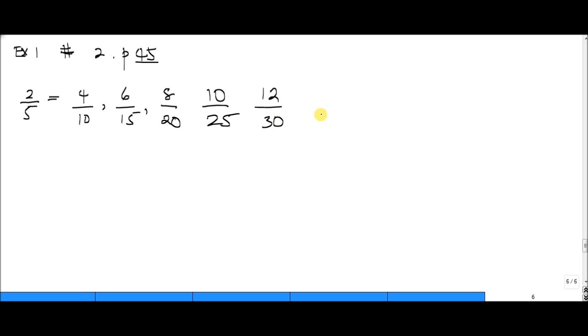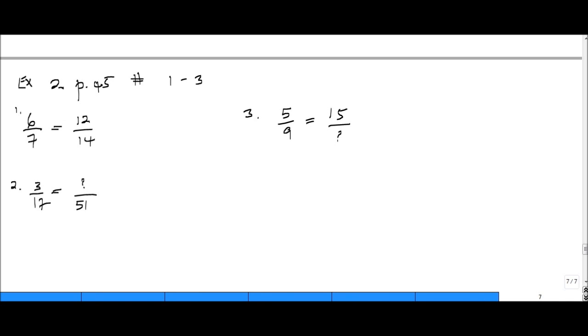Okay, last one. So using 7 now, 7 times 2, 14, and 7 5s will give us 35. So I hope we get that one. We just multiply the numerator and the denominator by the same number.